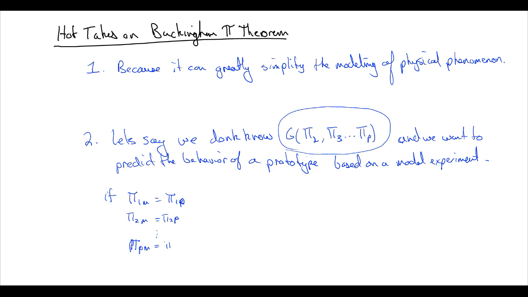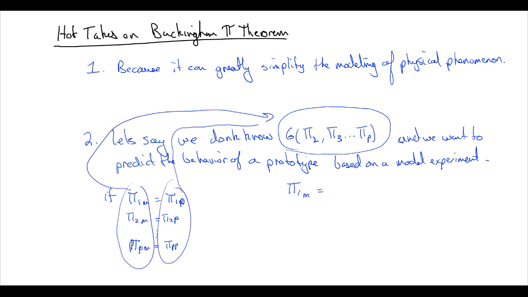And what makes a function is if you plug in the same numbers, you're going to get the same value, right? So if we plug in all of these into our g, we're going to get some value for our pi 1. And that's got to be equal to these because there's the same number. We're plugging the same number in here, and that means that our pi 1 for our prototype has to be equal to the same thing. So we can calculate pi 1 for our model and know that that's what our pi 1 for our prototype has to be, even though we can't do the experiment for our prototype.